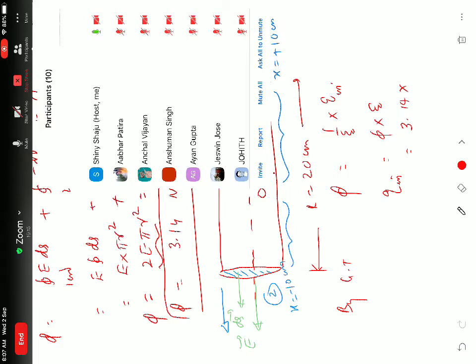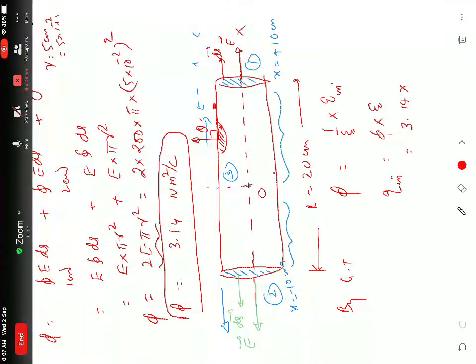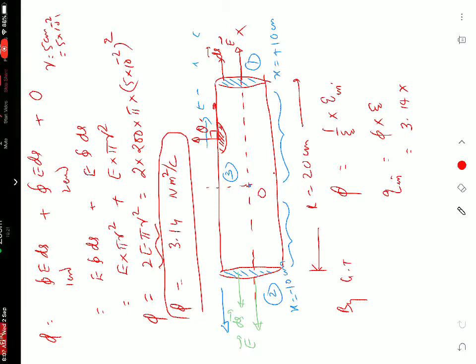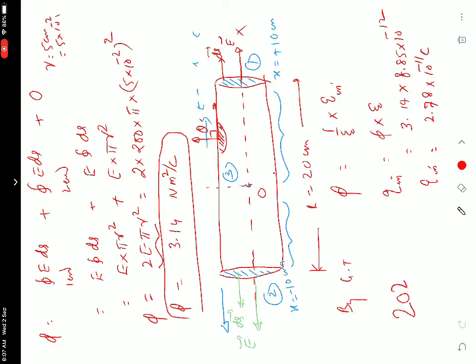Jaswin, can you tell me the value of epsilon 0? 8.85 into 10 to the power of minus 12. Okay, very good. So on calculation you get 2.78 into 10 raised to the power minus 11 coulomb charge present inside this. This is a 2020 board question, you can check the question paper.